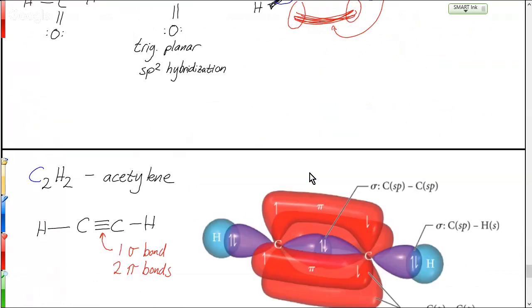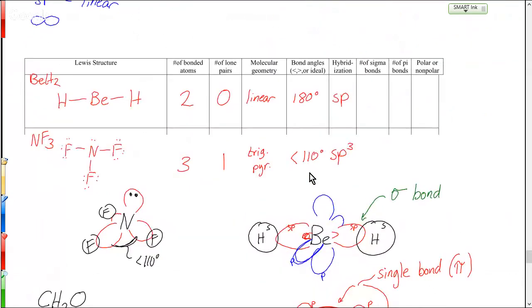So if we go back to our chart from lab, let's finish filling these up. In that first BeH2 molecule, how many sigma bonds are there? Overall in the molecule? Two, yeah. Single bonds are always sigma bonds. Only multiple bonds can have pi bonds. So those are just two sigma bonds. But what about in the structure below, the NF3? How many sigma bonds there? Three, yeah.